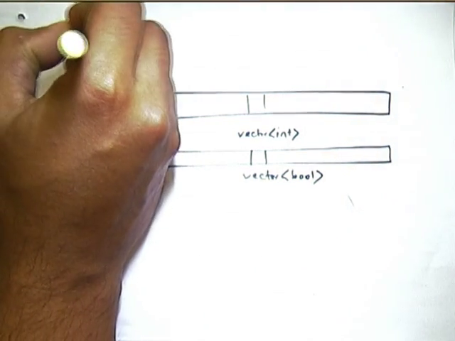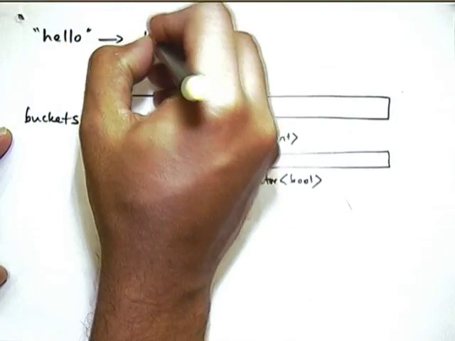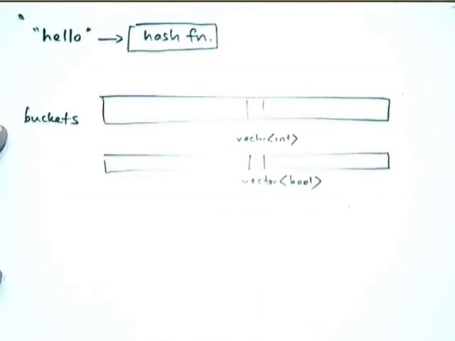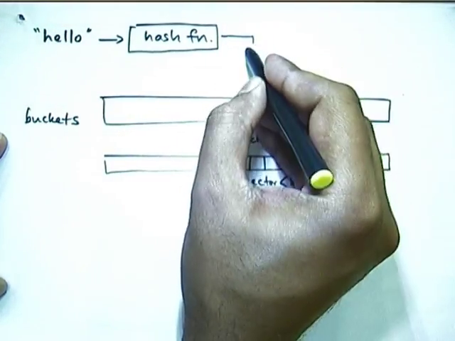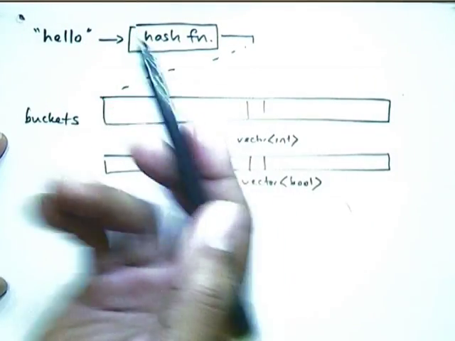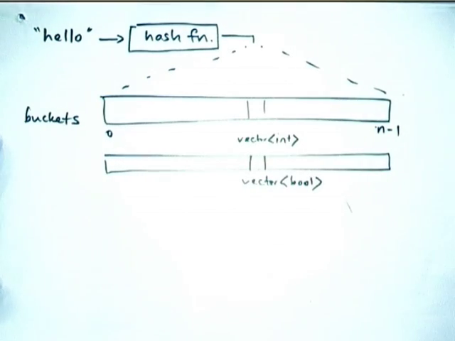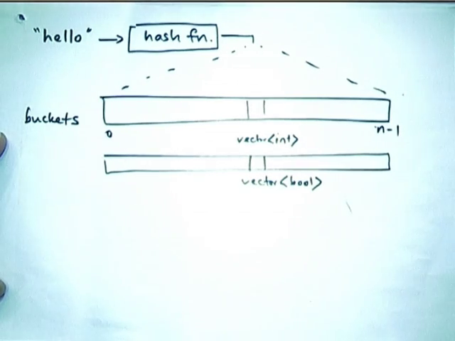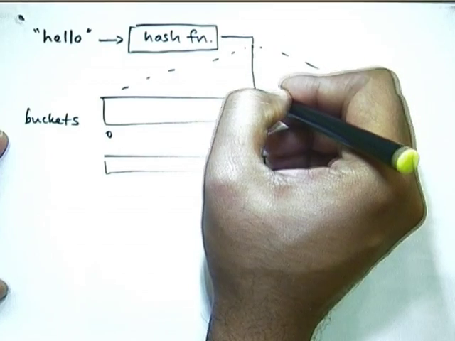Now, when the string hello comes in, I apply what's called a hash function to the string. I'll describe some example hash functions in a moment. This hash function has domain, which is all strings, and range, which is between 0 and n minus 1. What is n? We'll discuss that too. For now, assume that n is comparable to the number of keys you want to insert into the collection object. Now, this hash function will eventually pick some bucket, say this one.